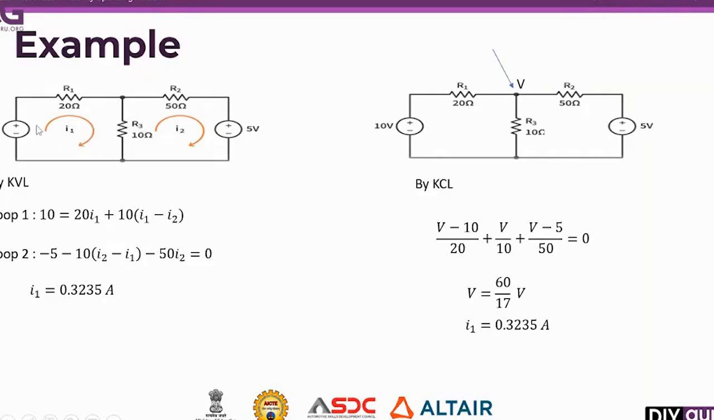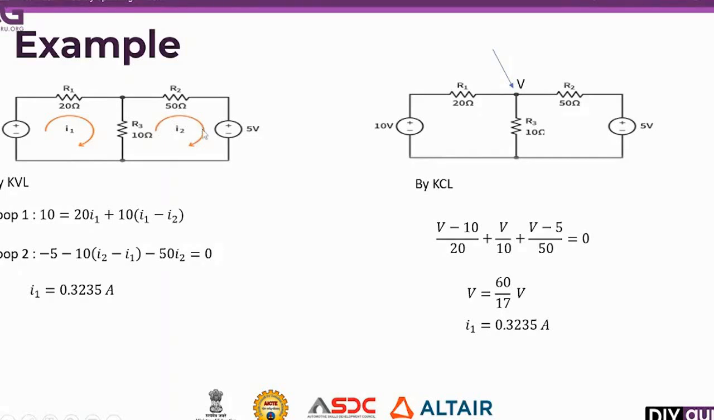Now you can simply apply: 10 is equal to the resistance of this element, 20, into the current flowing through it, I1, plus the resistance of this one, 10, into the current flowing through this element, I1 minus I2. So this will give you simply the KVL of loop 1. Now you apply the same KVL in this loop, loop 2.